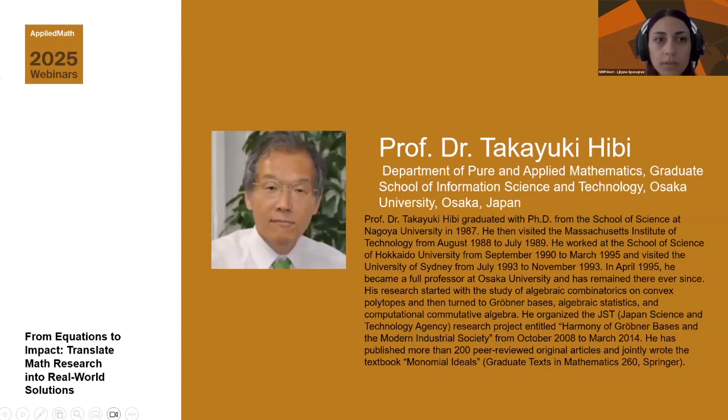I will now give a brief introduction about our chair. Professor Takayuki Hibi received his PhD from the School of Science at Nagoya University in 1987. He then visited the Massachusetts Institute of Technology from August 1988 to July 1989. He worked at the School of Science of Hokkaido University from September to March 1995, and visited the University of Sydney from July 93 to November that year. In April 1995, he became a full professor at Osaka University and has remained there ever since.